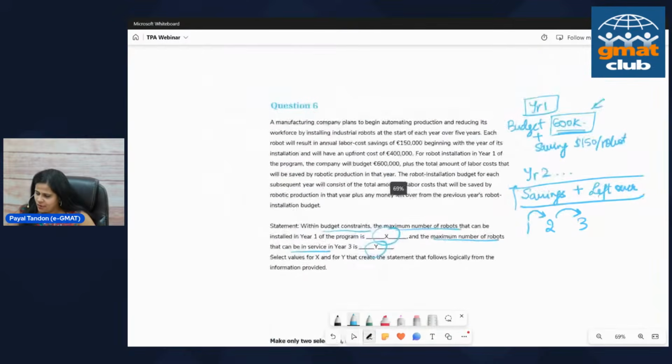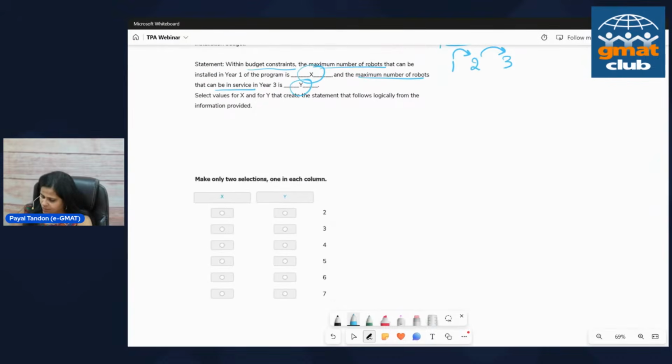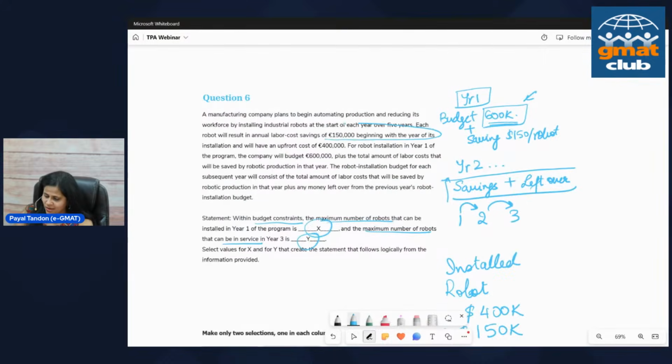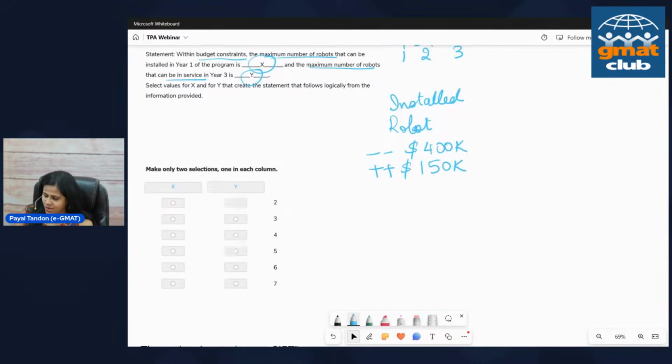Now let's look at it from the robot standpoint, each robot. Before I even process anything, let me understand this. A robot, in the year that it has to be installed, what is the installation cost? The cost to the company is 400K, right? And what is the saving from it? Saving from it is 150K. And remember, the savings happen in the same year itself, beginning with the year of its installation. Which means the overall cost to the company is 250K in the year that the robot has to be installed.